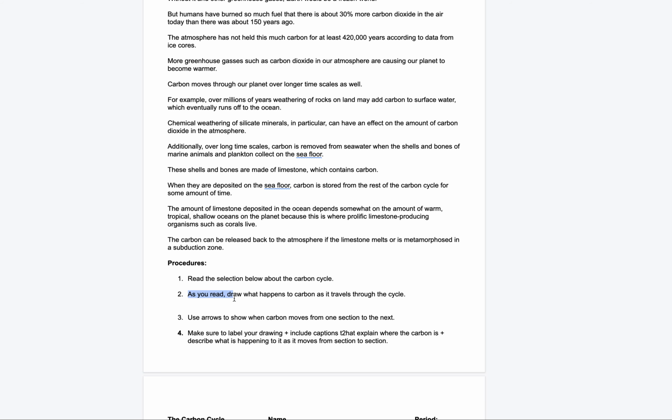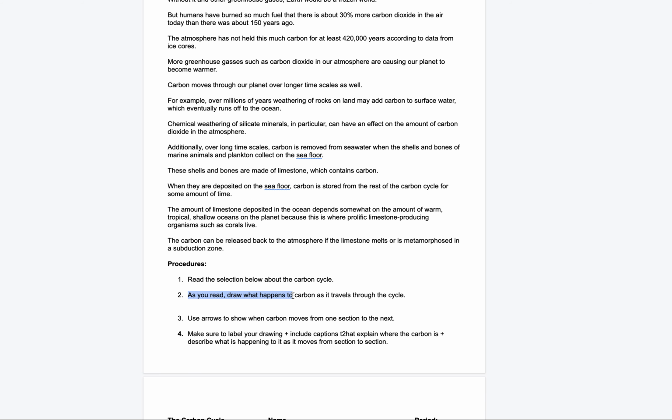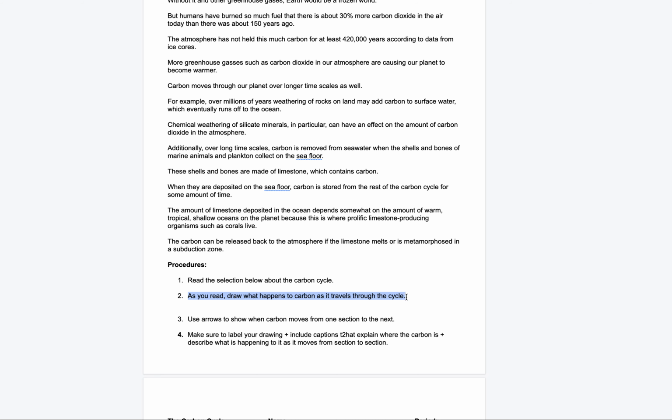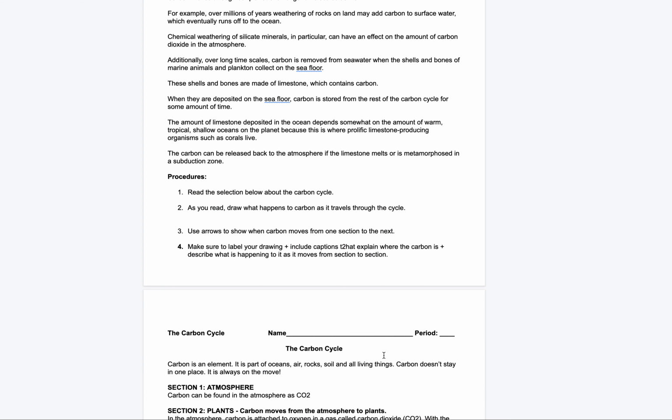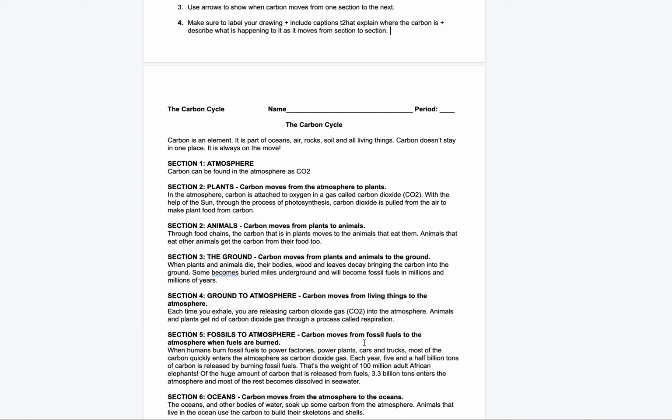But if you read and draw what happens in every single part of that reading, travel carbon through the cycle, you're gonna get a 2. If you're using arrows to show where carbon moves from and to, so it's not just where carbon's going, but where is carbon coming from and where is it going next. You're gonna use arrows to do that. Then you have a 3. And if you do all of this and your drawing has a label and includes captions and you're describing what happens, you're gonna get a 4. So that's kind of what the idea is going to be as far as grading goes.